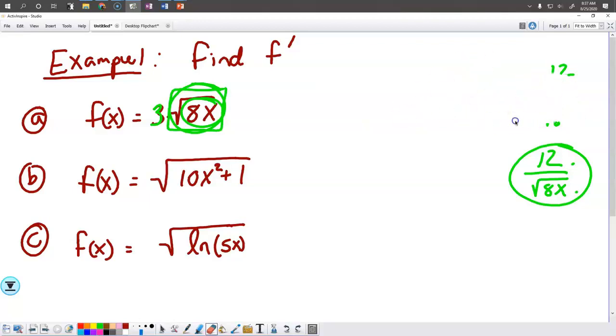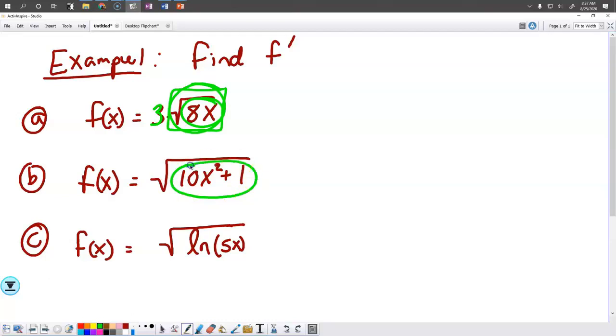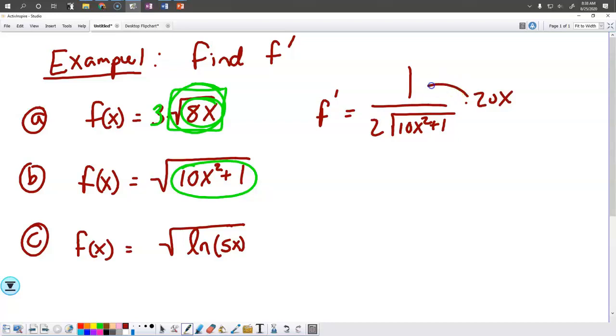Go ahead and take a look at part B. All right. So for part B, it's another chain rule. We have an inside function, which is the 10x squared plus 1, and then we have the outside function, which is the square root. So starting with the outside function, the derivative of the square root, we have a shortcut for that. It's 1 over 2 and the square root. But we're going to multiply that by the derivative of the inside. The derivative of the inside is 20x. So if we simplify this, we multiply the 20 to the top.